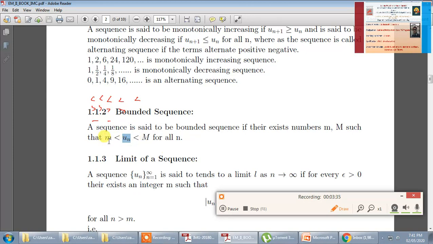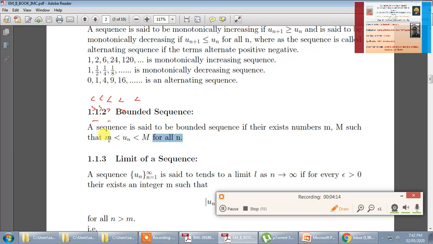Okay, that is, small m should be less than u1, small m should be less than u2, small m should be less than u3, and so on. Small m should be less than un, and so on for all n. In similar way, there should exist a capital M such that u1 should be less than capital M, u2 should be less than capital M, u3 should be less than capital M, and so on. un should be less than capital M, and even u(n+1), u(n+2), all of those terms of the sequence should be less than capital M. So this should happen for all n.